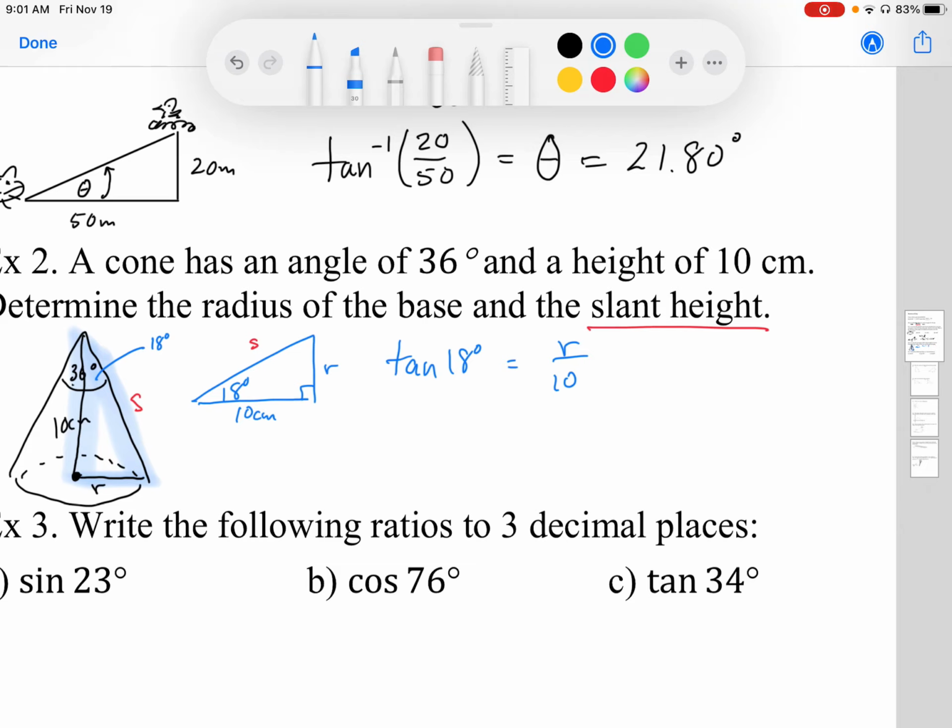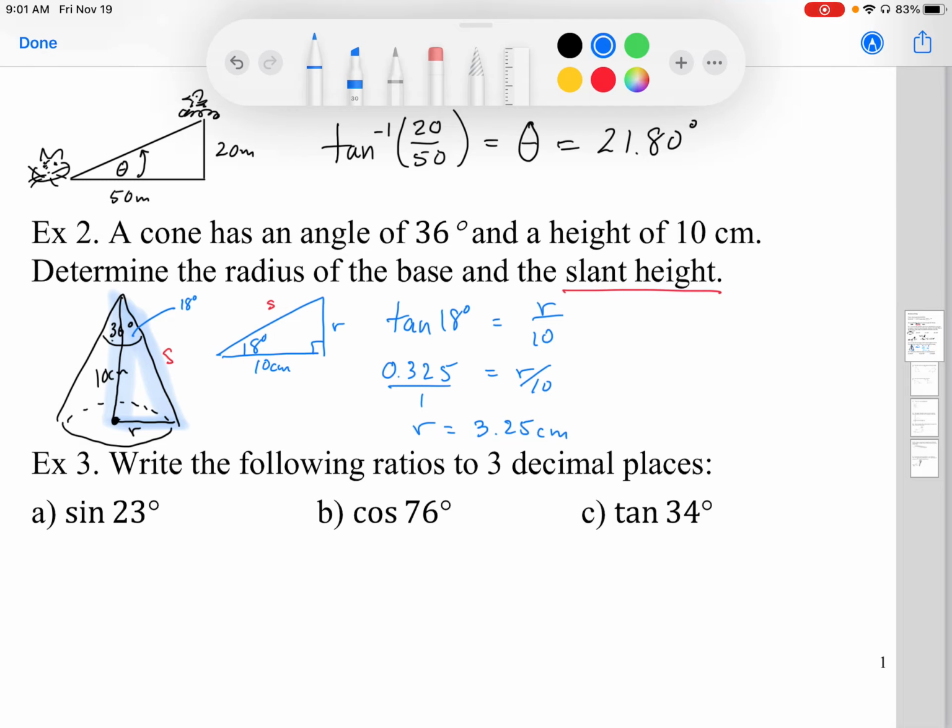And then from my calculator, I can get tan of 18 degrees. This is not a special angle, so I need my calculator. I'm going to use 3 decimals, and it's going to be 0.325 to 1 is equal to r over 10. I'm just going to solve for r, and r works out to be 3.25 centimeters. And that looks about right based on the diagram.